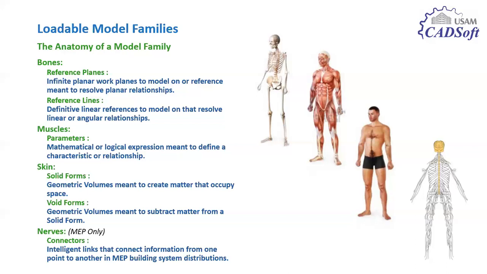Then you have the skin. The outer skin is basically either a solid form or a void form. So the skin is basically the forms here. And nerves, I would mostly compare them with the MEP connectors. It's basically the intelligent link connecting one point to another and things like that. So this is about the anatomy of your family components, especially the model families.